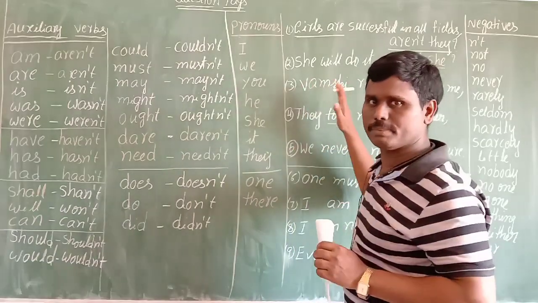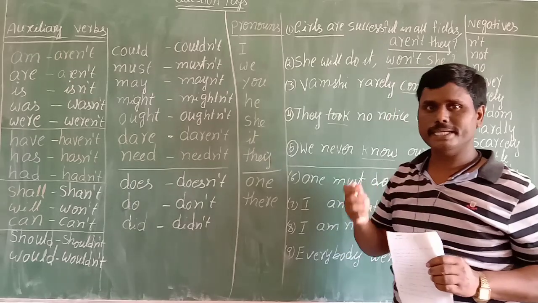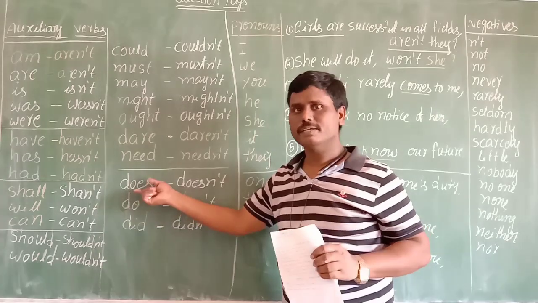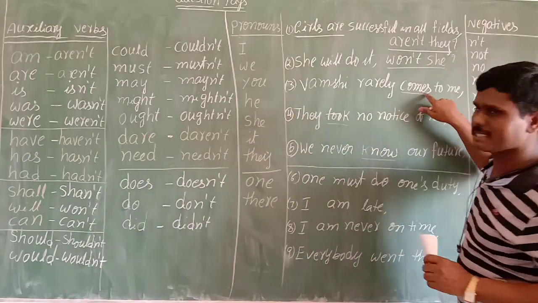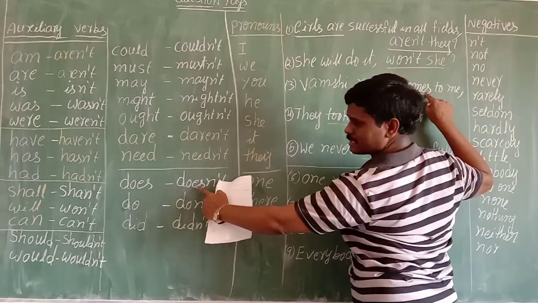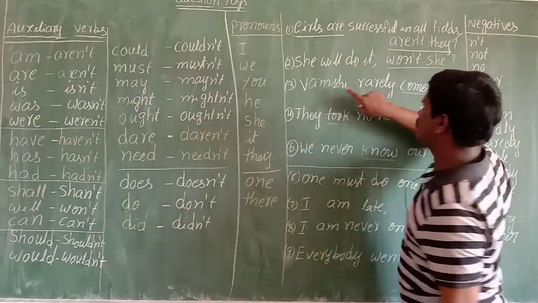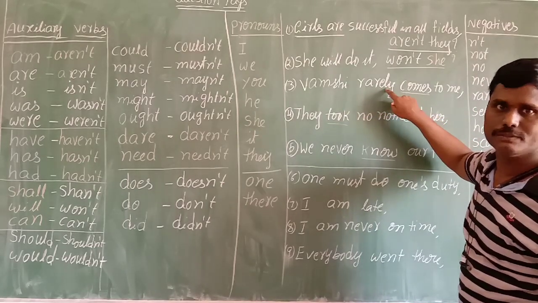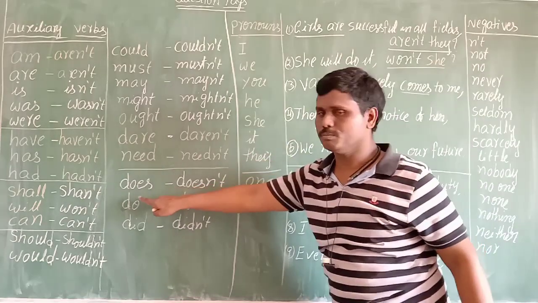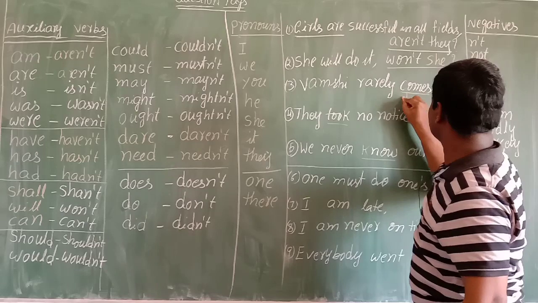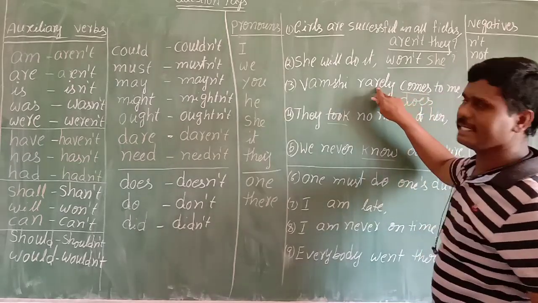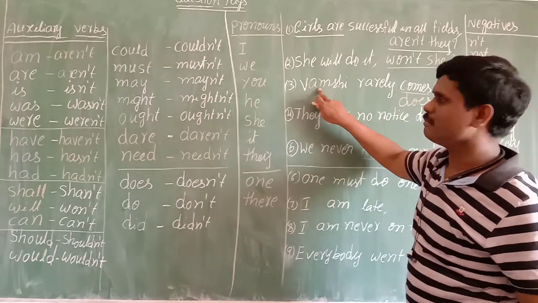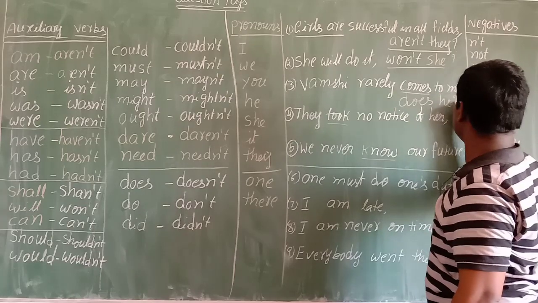So when there is no helping verb in the given sentence, we take the help of does, do or did. Here the verb is comes, verb 1s. Rarely is a negative word, so we write comes, does. Already a negative word, so contraction is not required. Then what is the subject? Vamshi, name of a boy, so we write does he. Very easy.